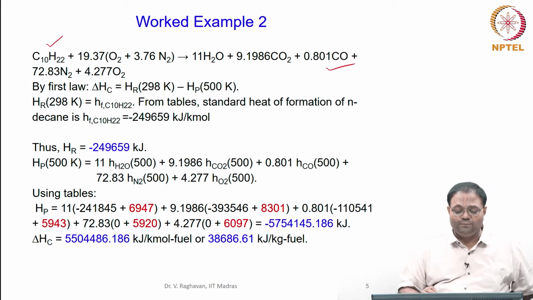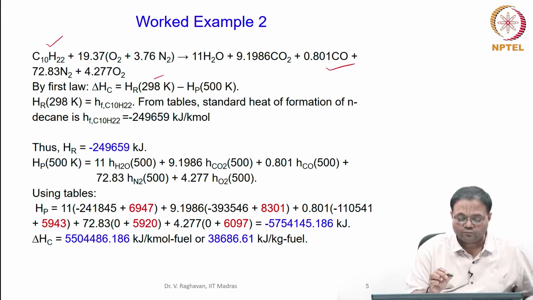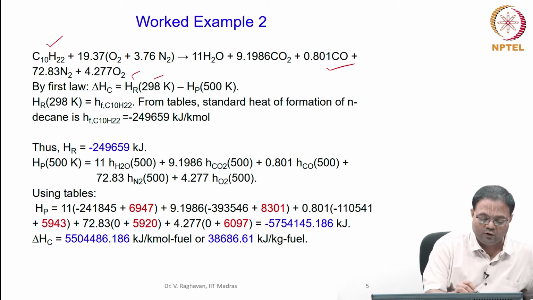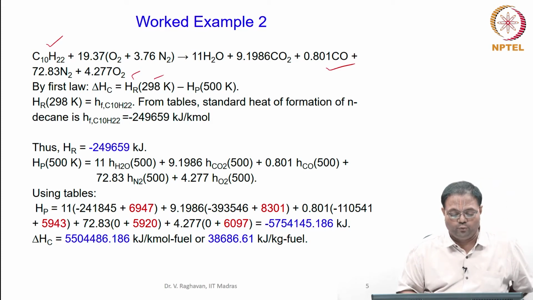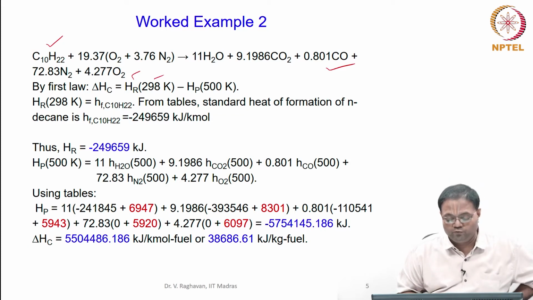Now delta Hc, you have to calculate. Initially the reactants are at 298 Kelvin. So HR should be calculated at 298 Kelvin. Let us use only the enthalpy of formation of C10H22. The enthalpy of formation of O2 and N2 are 0.